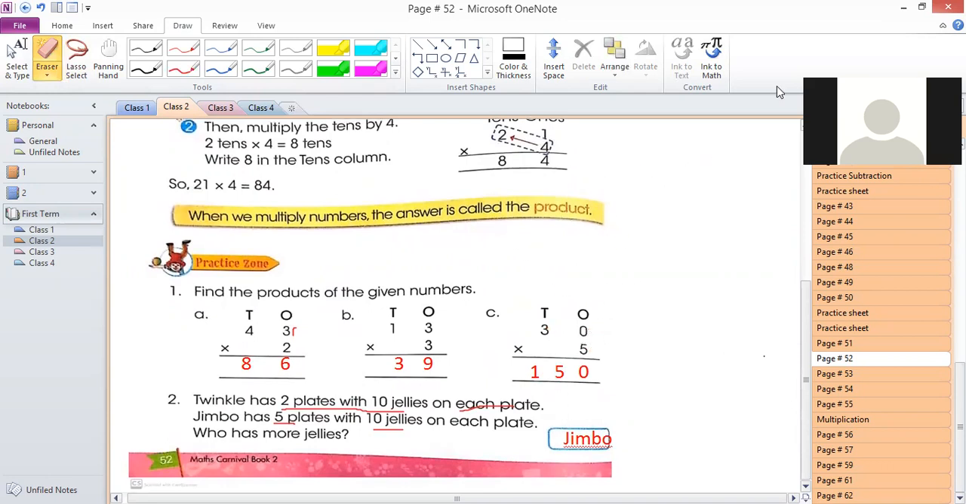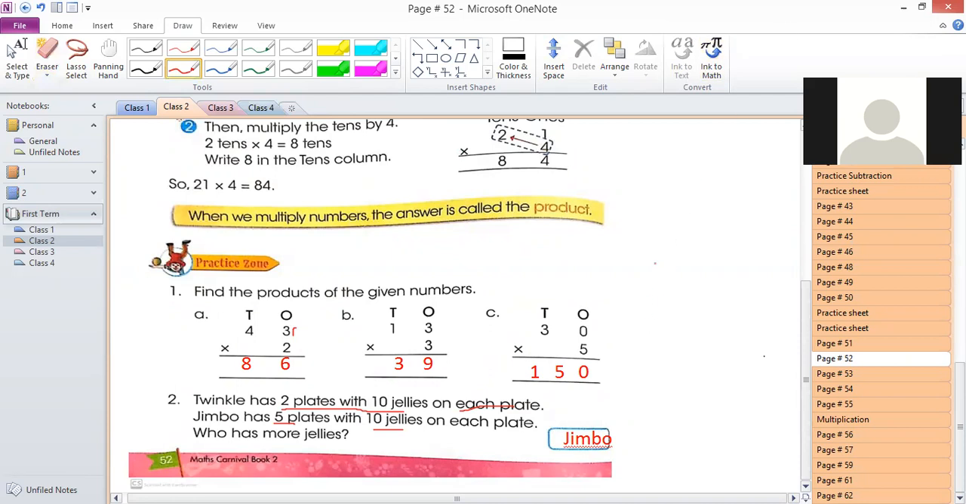Then move to question number 2, guys. Question number 2 is saying: Twinkle has 2 plates with 10 jellies on each plate. Jimbo has 5 plates with 10 jellies on each plate. Who has more jellies? So for that you need to find out how many jellies Twinkle has and how many jellies Jimbo has. Then you will be able to decide who has more jellies.